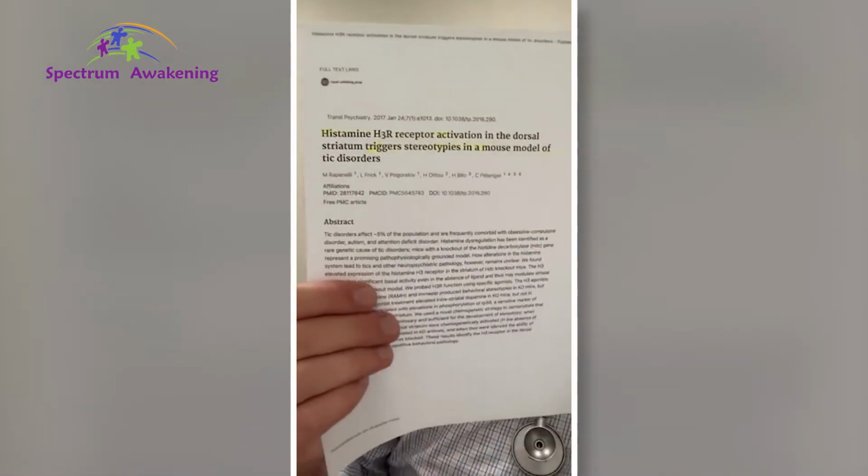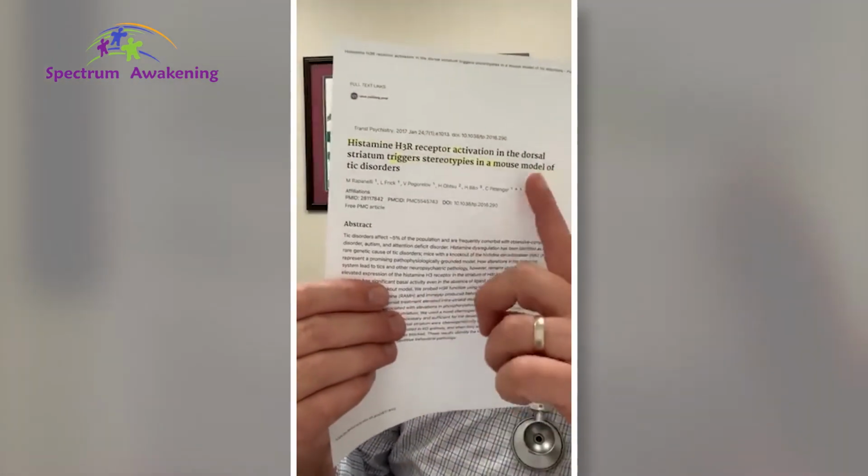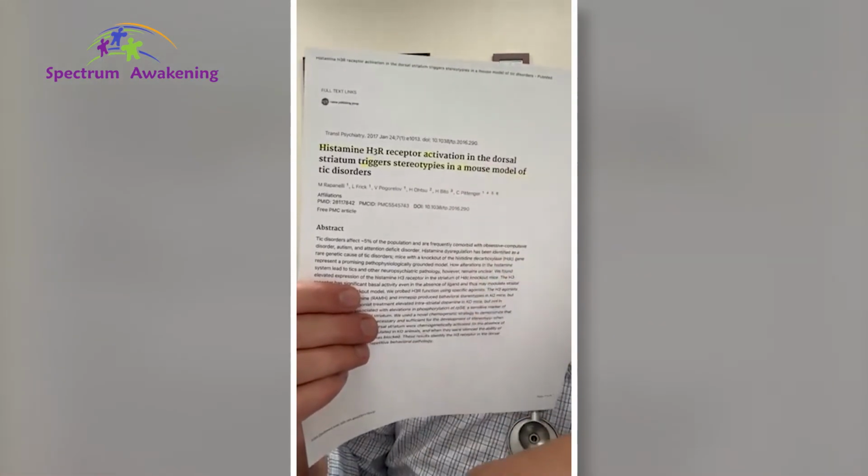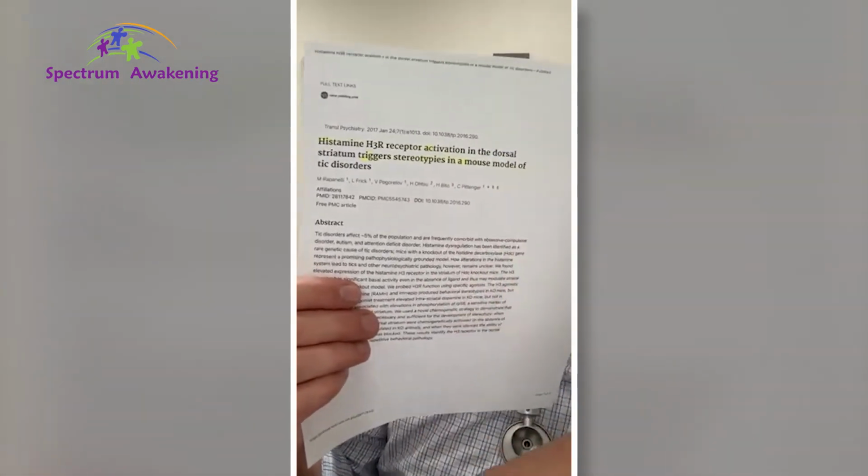Well, here's an animal study talking about how histamine receptors trigger stereotypies or stimming in a mouse model of tic disorders. So if you have a kid who stims, if you have a kid who has a motor tic, we're not talking about the bug tics, it could be because of excess histamine causing that problem.